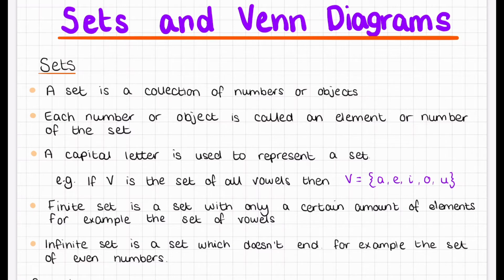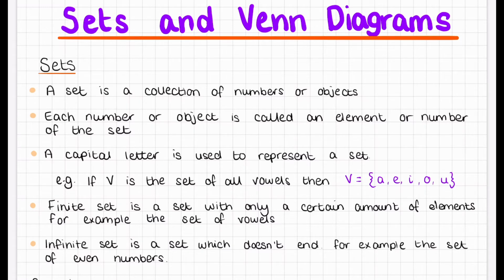Sets. A set is a collection of numbers or objects. Each number or object is called an element or a member of the set. A capital letter is used to represent a set. So I've got an example there. If V is a set of all vowels, then V equals, and then we actually use the curly brackets to denote that it's a set, and then we just put A, E, I, O, U because they're obviously our vowels.